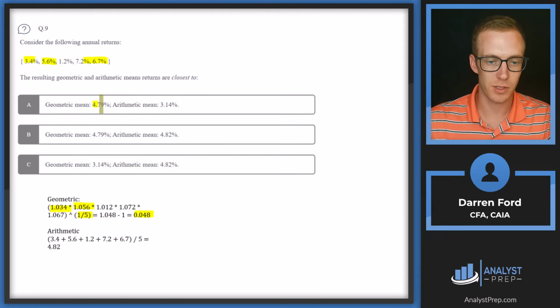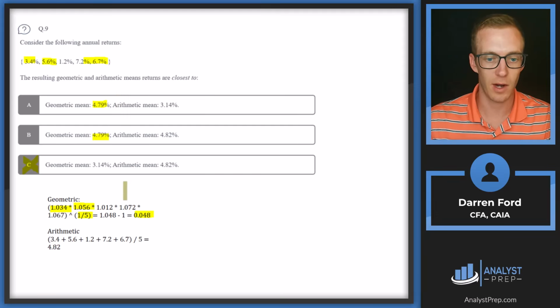And so we likely just have some rounding differences here, so we can rule out C. It looks like we'll be at A or B, depending on our arithmetic mean. For arithmetic, this is the simple average. So we're just going to add up all 5 of these returns and then divide by 5. And when we do that, we get 4.82. So we can rule out A, and we're good on answer B.